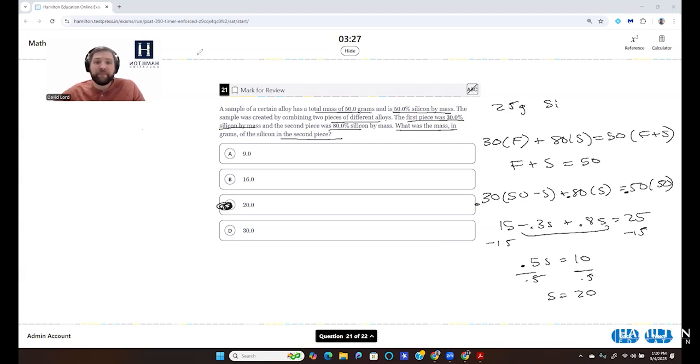There we go. So this is a very common question on the SAT. It's called a mixture problem. So basically they do percent of something plus percent of something is equal to a new percent of the total. So keep that in mind, and this is how you can always solve these types of problems.